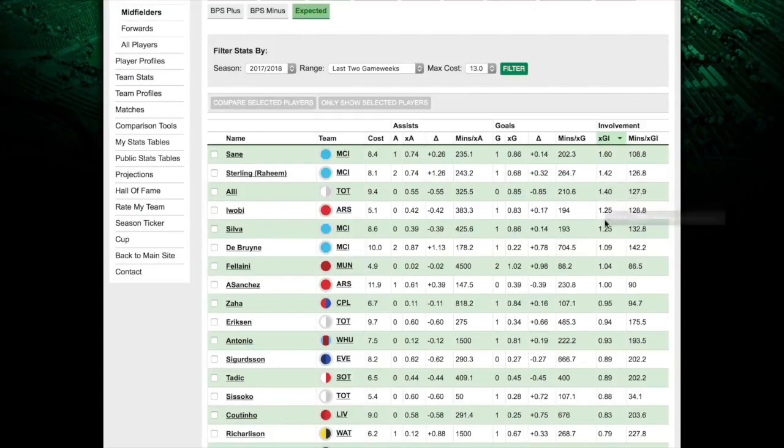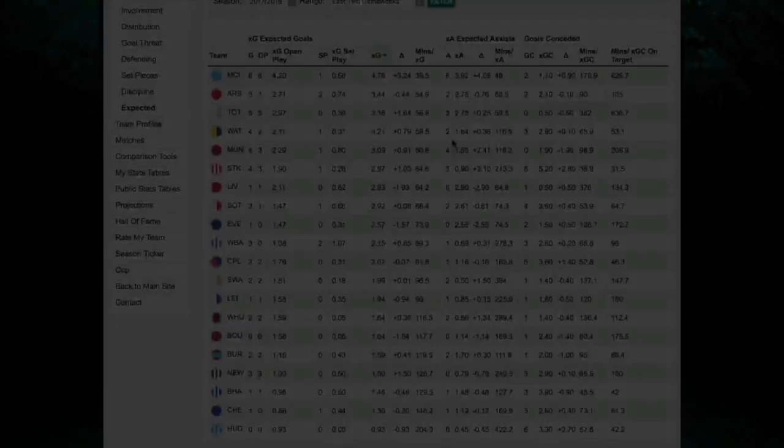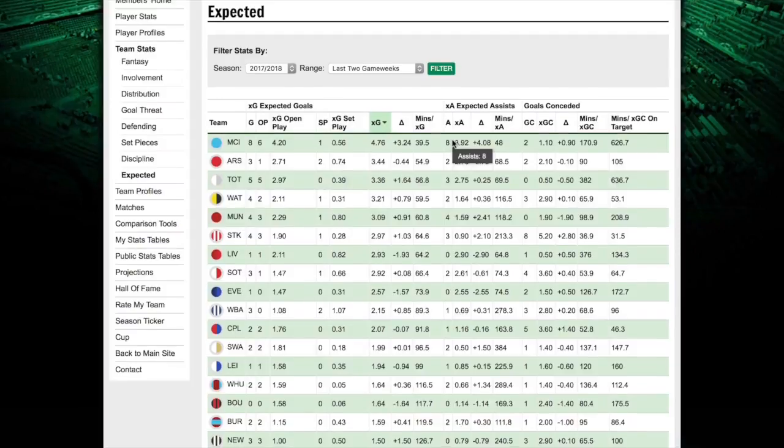So again, this value is another powerful way of seeing, based on the season or any filter that you like to apply, the goal involvement or expected goal involvement for a player. That's how you can access this in our player tables. So we've also got expected values as well for teams.